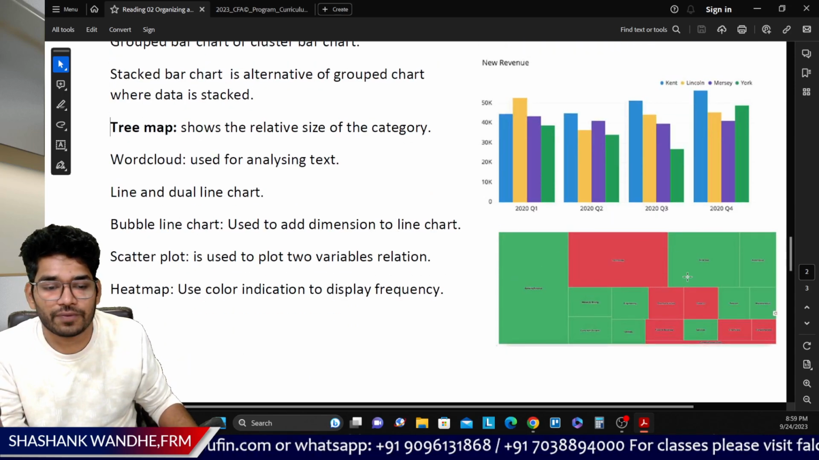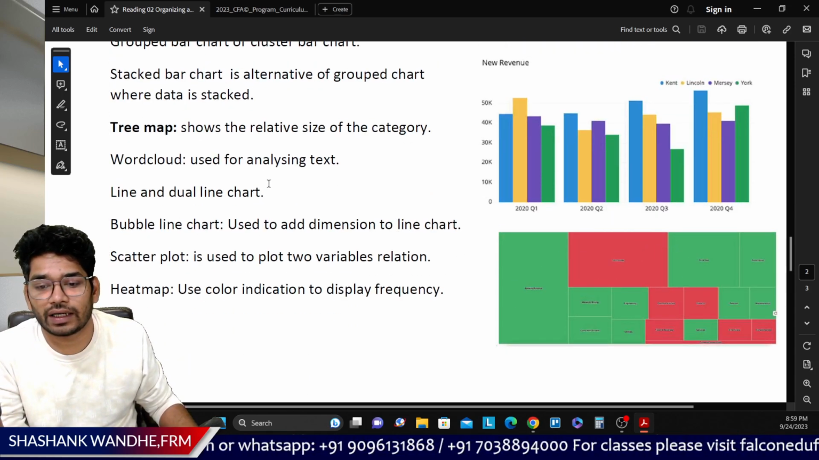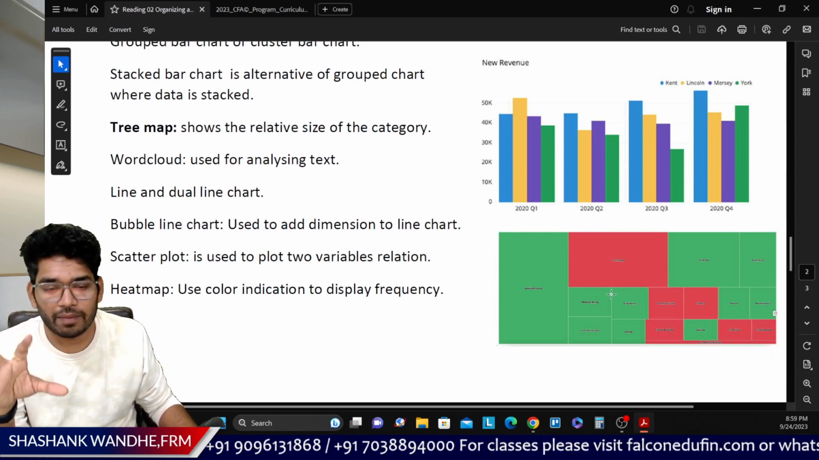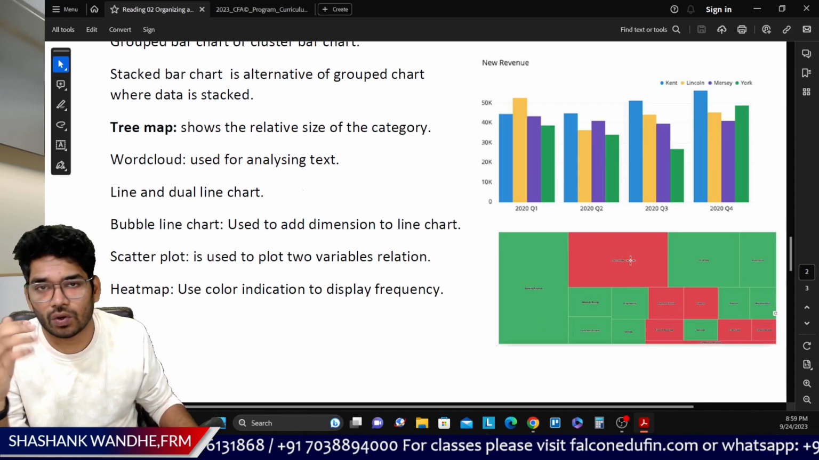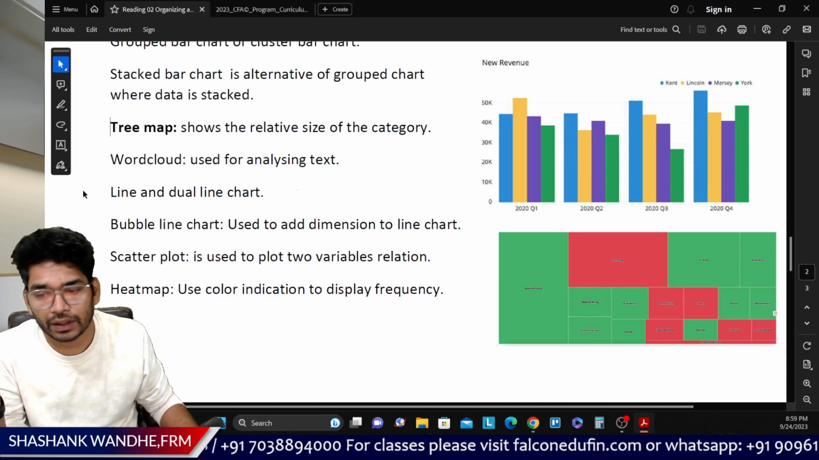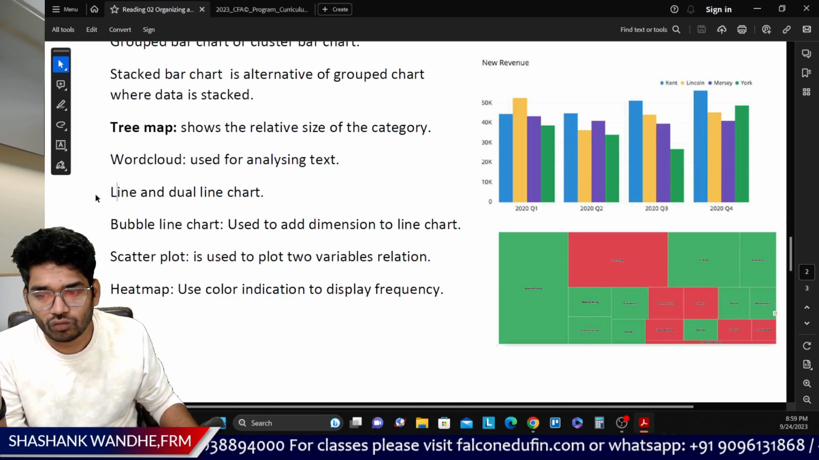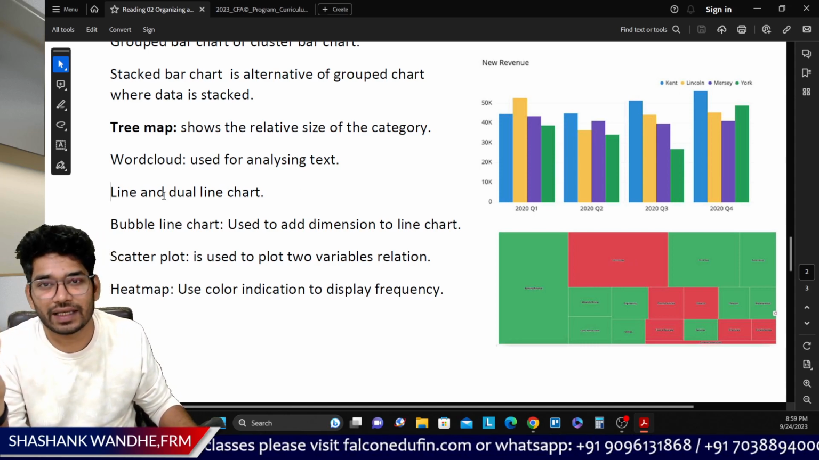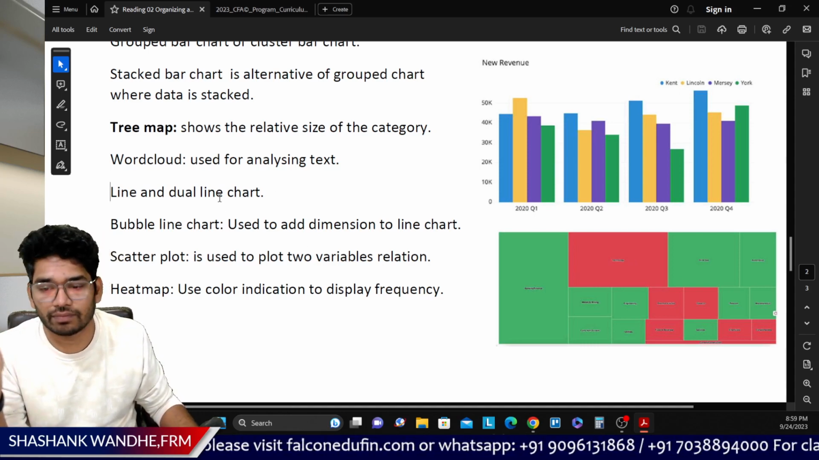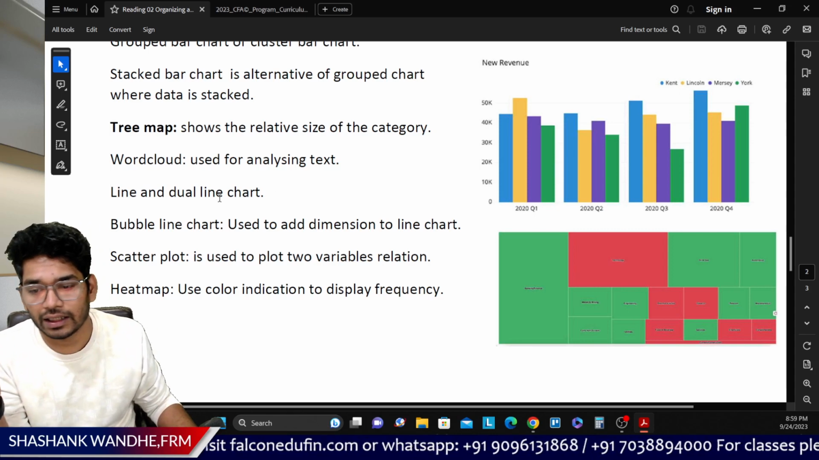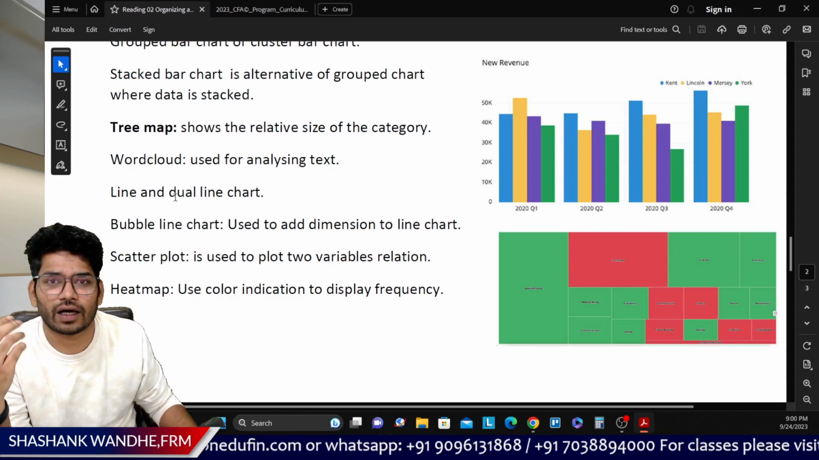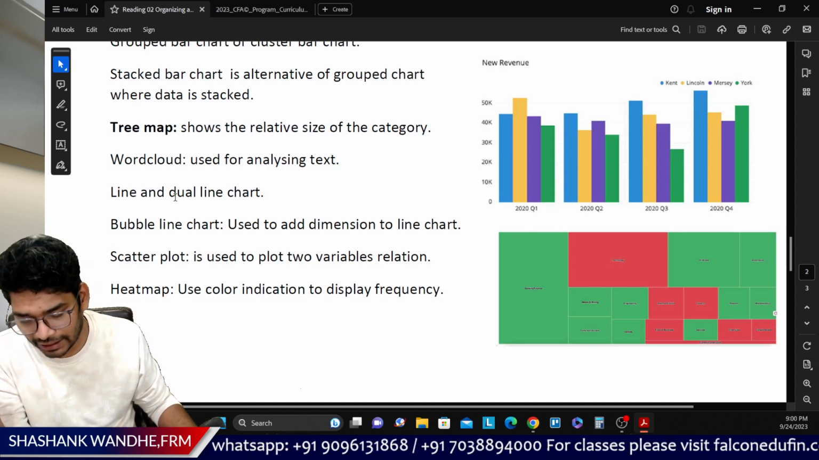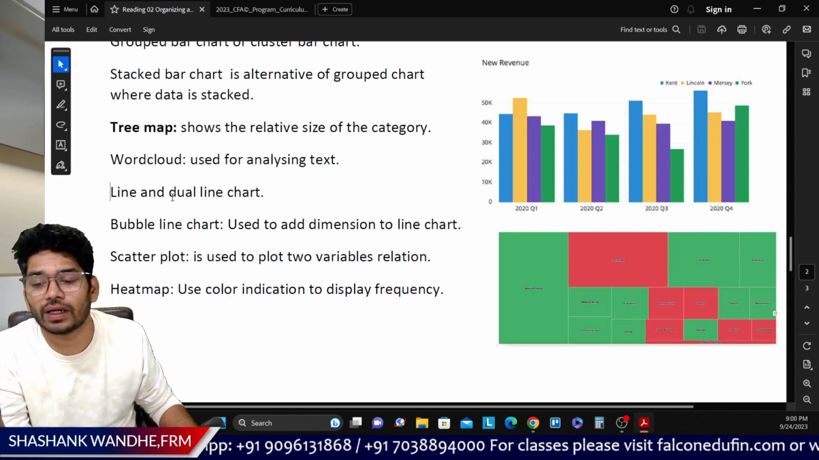Then we have the tree map. So this is the tree map. Tree map provides you the relative size of the categories, and this is the Indian market index. So all the indexes are represented here. Now, line and dual line charts. Simply, stock prices, that is time series charts, are line charts because they are represented in a line. And you can also have the dual line if you are comparing, say, 2 stocks, then it will be the dual line chart.